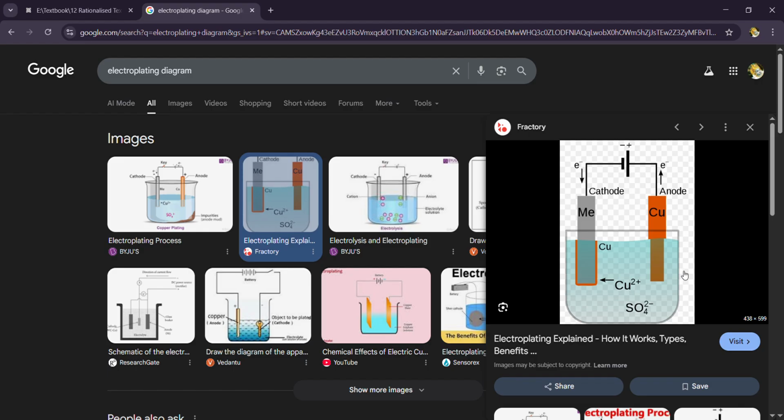So the Cu will go to the rod which we need to electroplate, and the copper from this anode will also go to the metal so that it can get electroplated from here to here. The Cu gets formed on the anode, and on the cathode the layer of copper is formed. I think this is an easy concept to learn.